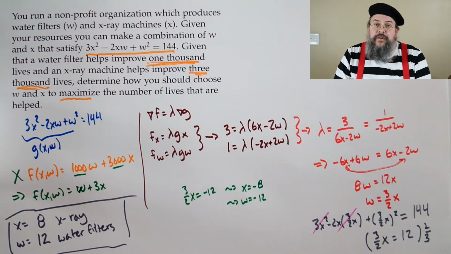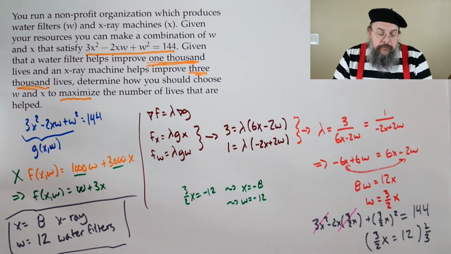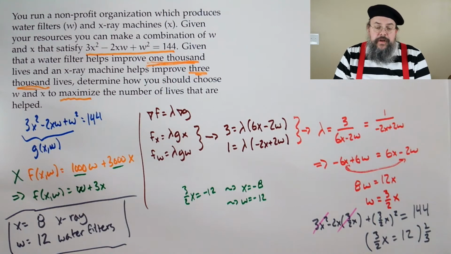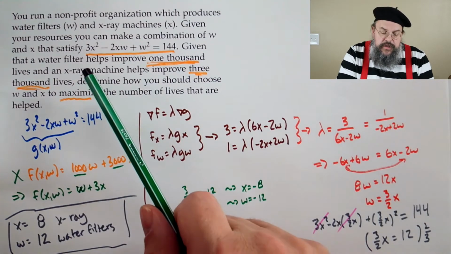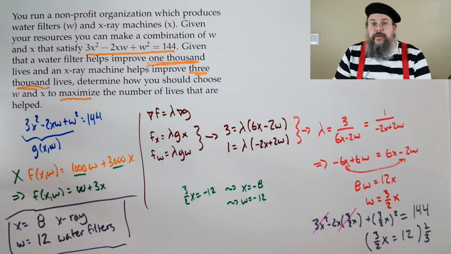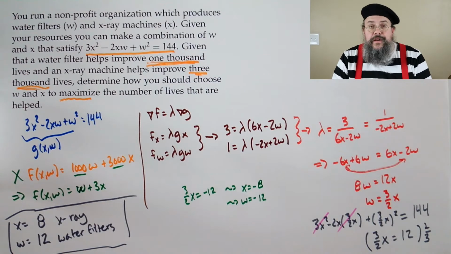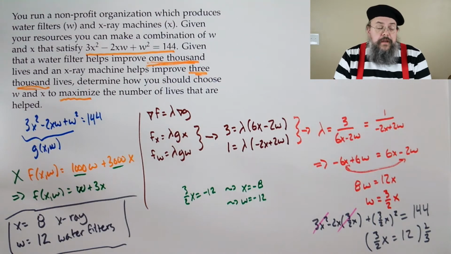Well, what if we threw all our resources into just X-ray machines? Okay, you could do that. And we want to get a nice whole number, but what would you get? x squared equals 144 divided by 3. That would be x squared equals 48. Well, that's about 4 root 3, something like that. But again, you can see you're helping less people.